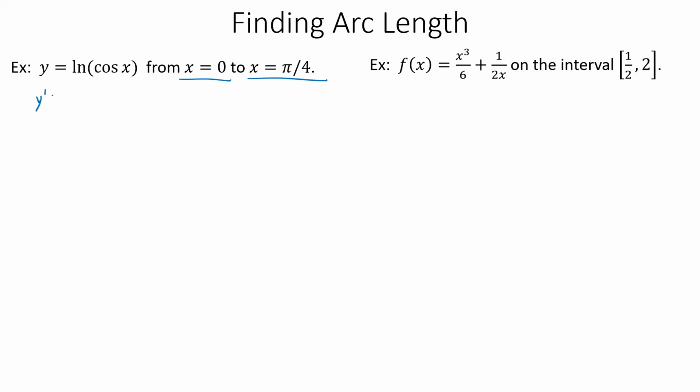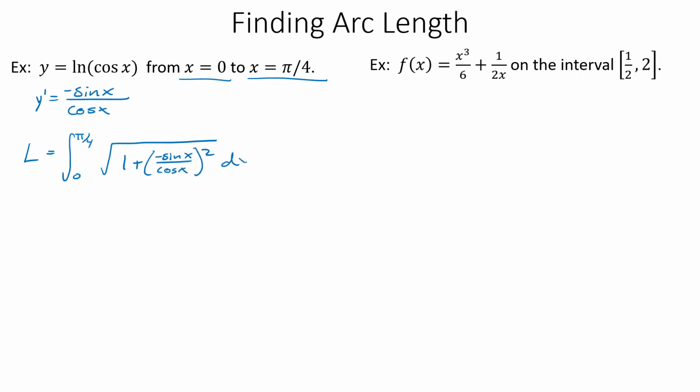So we need the derivative. All right, derivative of the natural log of cosine is, let's see, cosine on the bottom. And the derivative of cosine on the top is negative, oops, I was getting ahead of myself here, negative sine. So then we get the arc length is the integral from 0 to pi over 4 of the square root of 1 plus this guy squared. So negative sine of x over cosine of x squared dx.